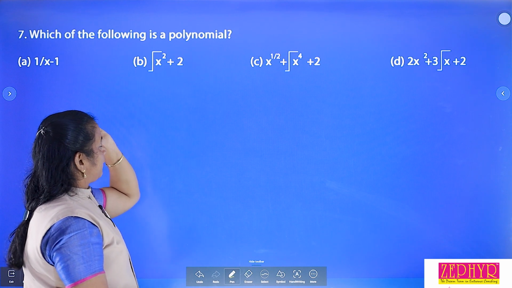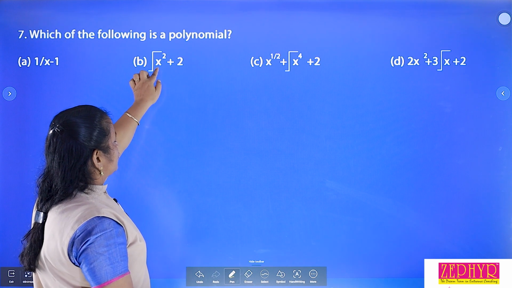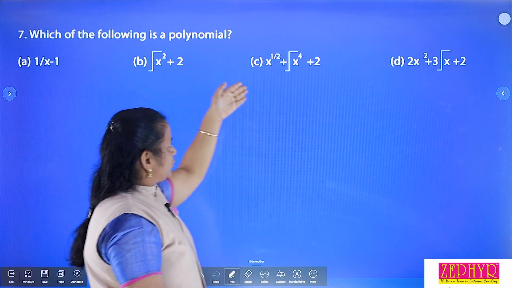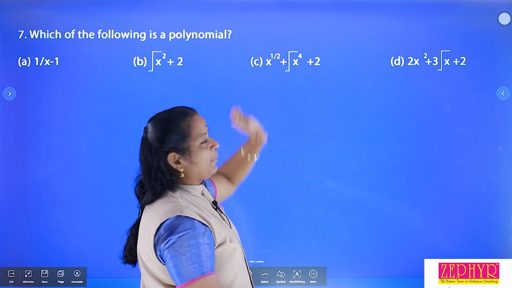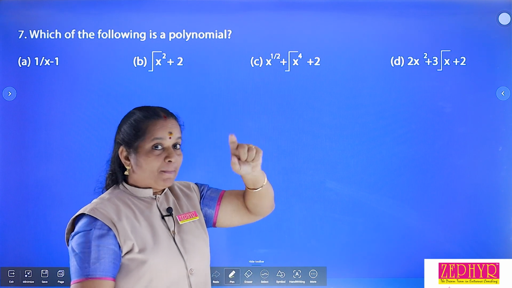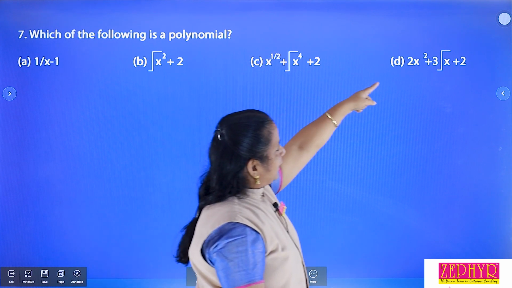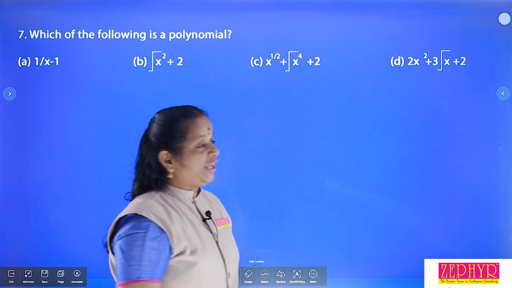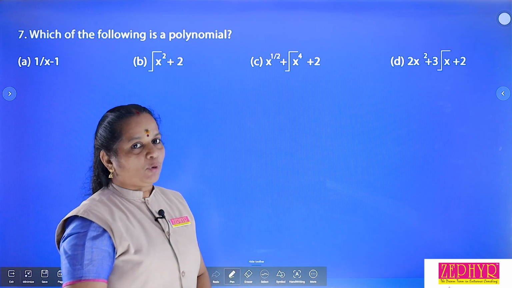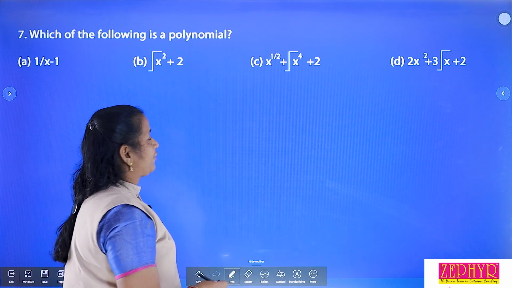Then come to the second option B. It is root of x square plus 2. If this x square is taken out from the root, it becomes x plus 2. Then the next option C. Here it is x raised to 1 by 2. If x raised to 4 is taken out from the root, it becomes x square. But here it is x raised to 1 by 2, so this is not a polynomial. And the last option, 2x square plus 3 root x. Root x means x raised to 1 by 2, so it is not a polynomial. So which one is the correct answer? Option B is the correct answer for an example of a polynomial.